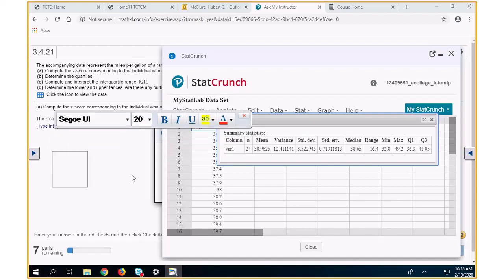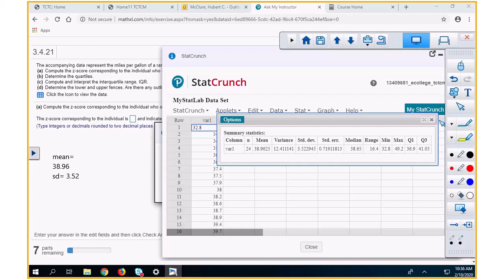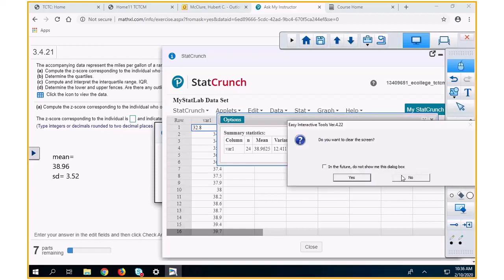The mean is equal to 38.96. I have to do this because if I ask y'all, y'all won't tell me. So I have to put it on here. And the standard deviation is equal to 0.72. No, I'm sorry, 3.52. Okay, got it? Now you need to find the z-score, so go ahead and do that.